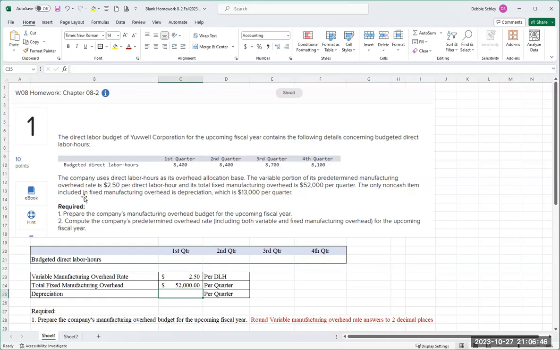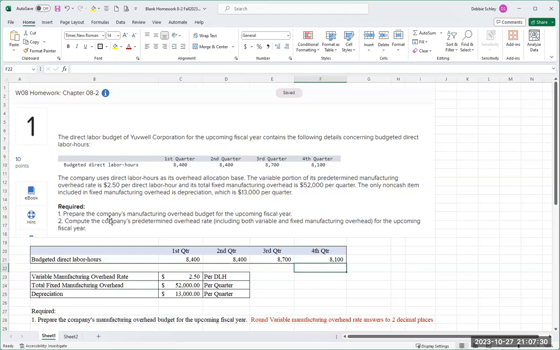The only non-cash item included in fixed manufacturing overhead is depreciation, which is $13,000 per quarter. So that is also important because it is non-cash and we're going to be dealing with cash transactions here. I'm also going to put these numbers down here where I can reference them. So 8,400 first quarter, 8,400 second quarter, 8,700 third quarter, and 8,100 fourth quarter. Okay, so I have all of those numbers here.